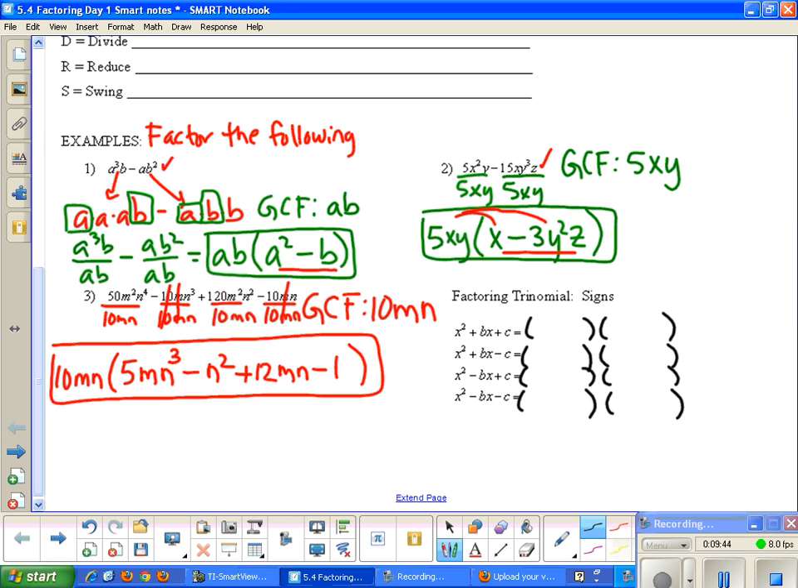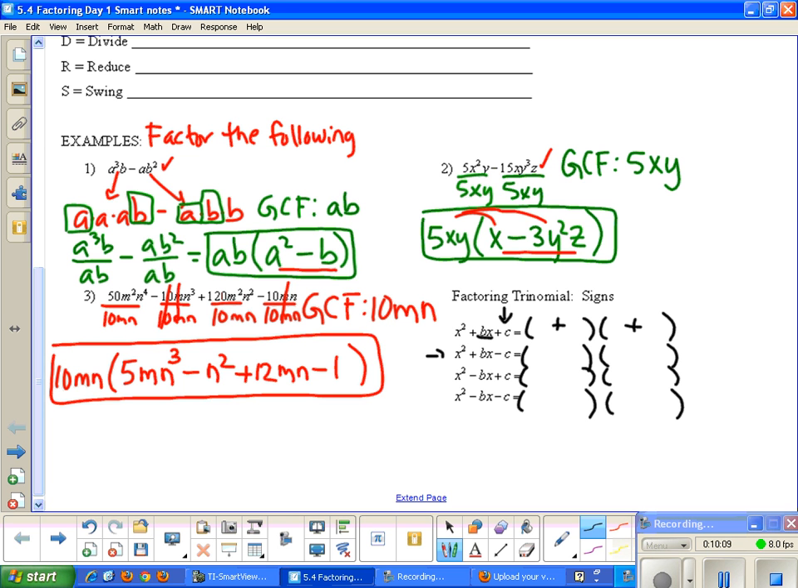So you always are going to look for factors of the last term, which in this case is C, that add up to your middle term, which is B. So if both your signs are positive, that means that both your signs are going to be positive on the inside of your parentheses. Now, if you look at this next one, notice that our middle term is positive, but our last term is negative.